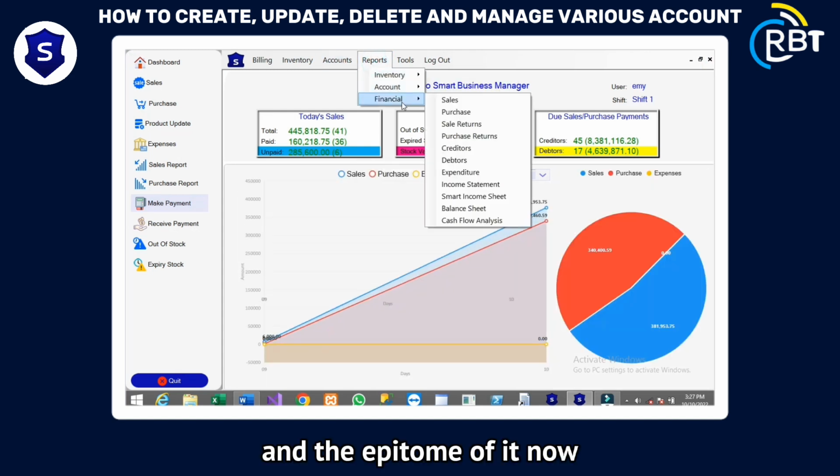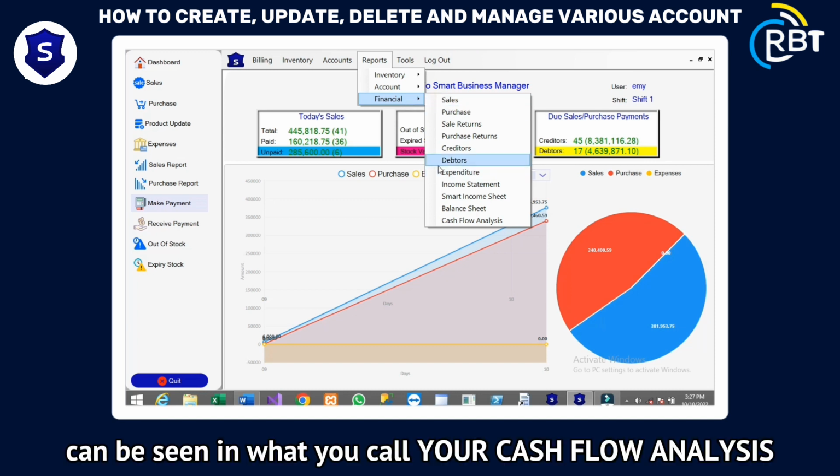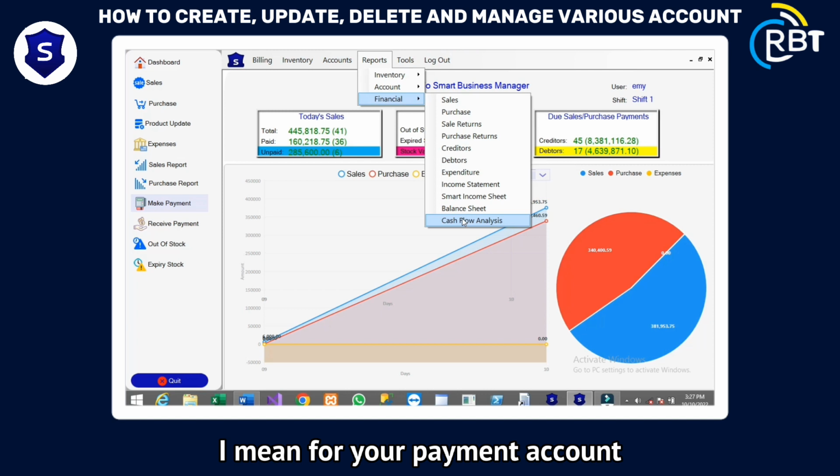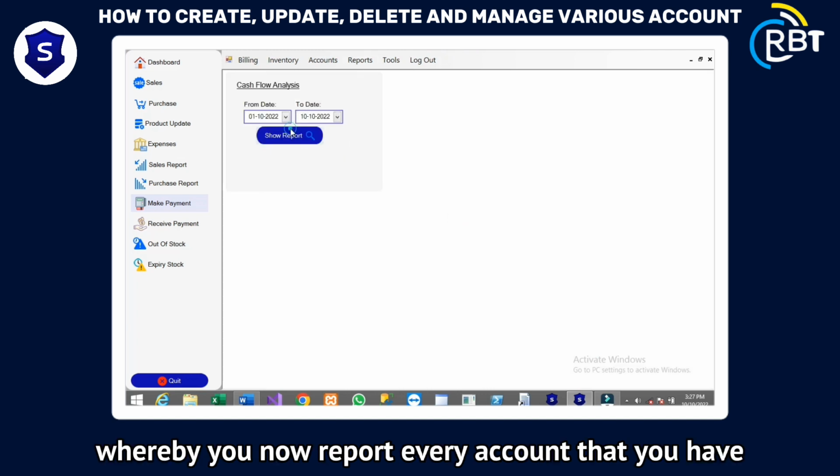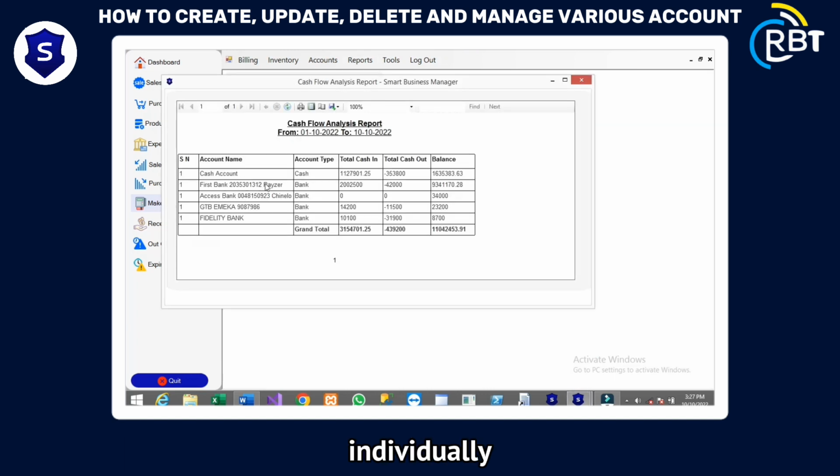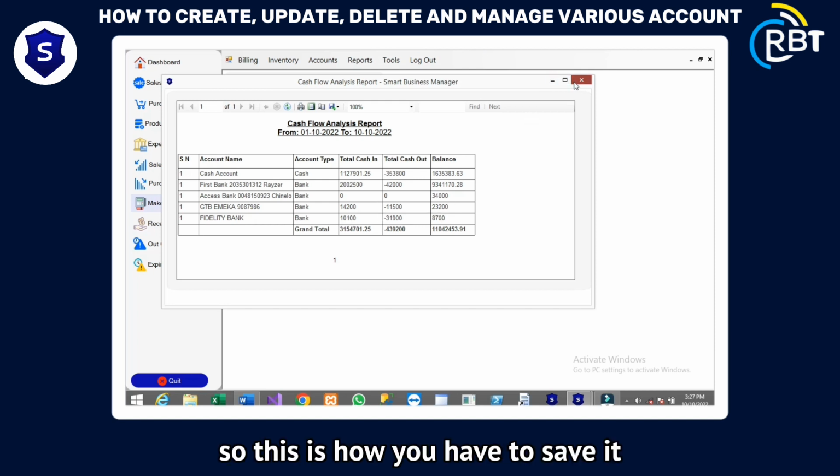And the epitome of it finally is that everything that has been happening can be seen in what you call your cash flow analysis. I mean, for your payment accounts, whereby you now report every account that you have individually. So this is my Fidelity Bank, this is my GTB Bank. Within this period, from this time to that time, this was the money that came in, this was the money that went out, and this is the balance. So this is how you have to see it.